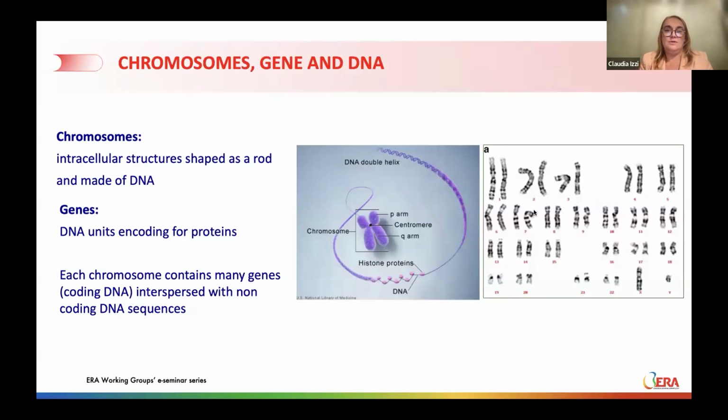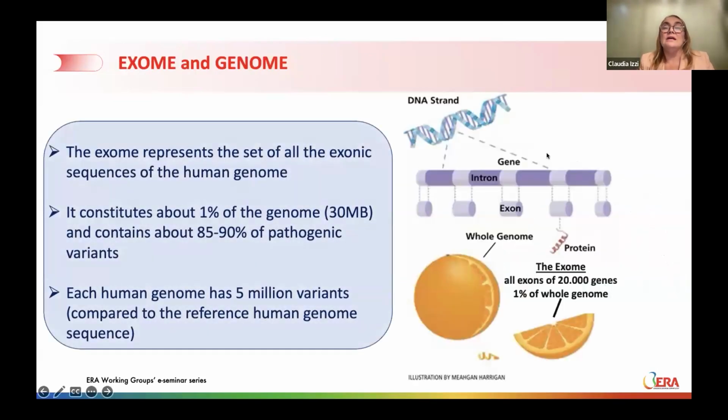These are the genes, which are formed by introns and exons, and all the exons of our entire genome represent the exome. The exome represents 1% of the whole genome, and most of our pathogenic variants, 85 to 90%, lie in this coding region of the genome.